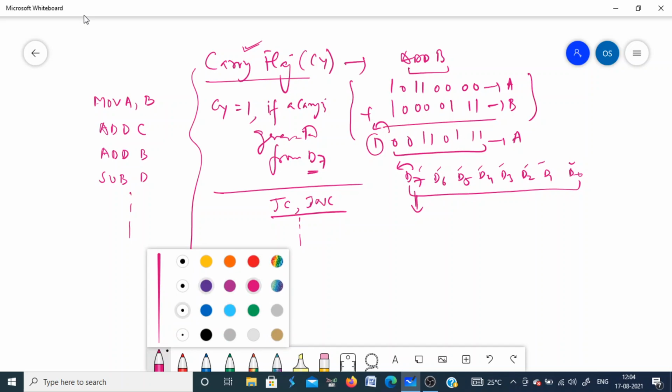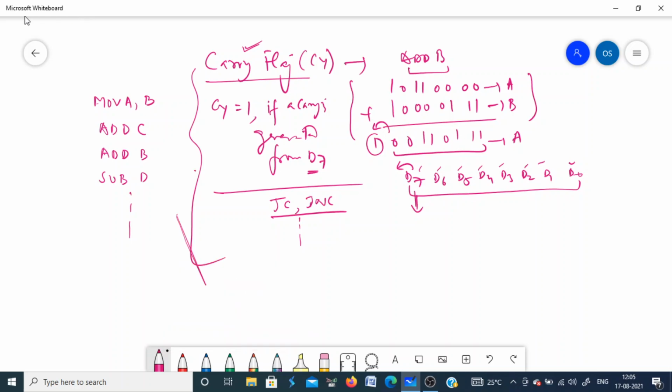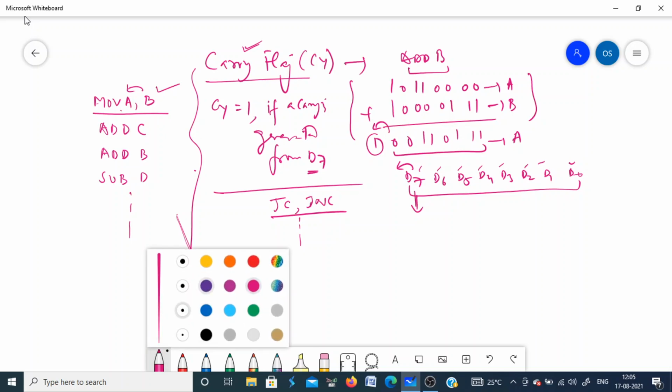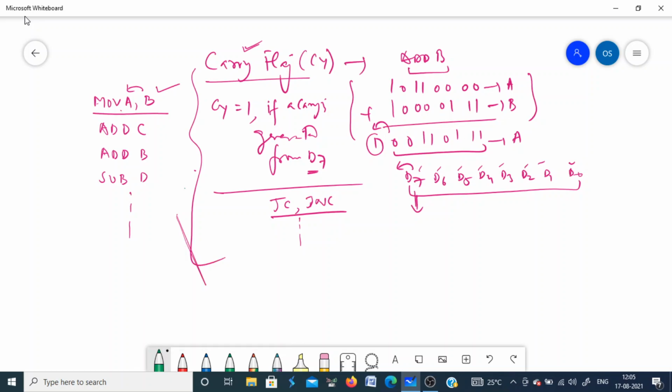Now when the processor executes this instruction, this is a data copy instruction, move the contents of B into A. So data copy instructions do not affect flags. This is the first thing you must note. The data copy operations do not affect the flags. It is only the arithmetic and logic operations which affect the flags. Now when you write ADD C, this instruction will add the contents of A with C and the result will get stored in A.